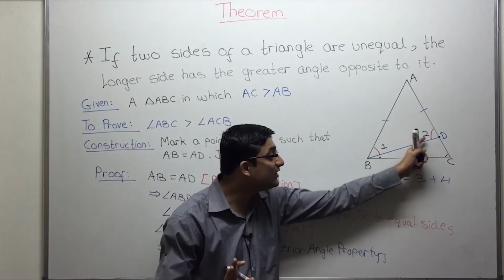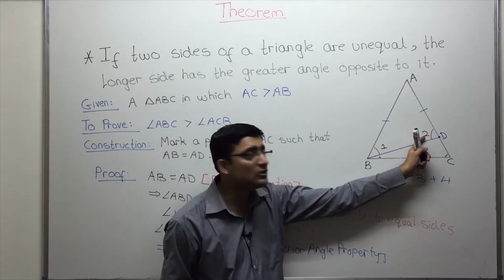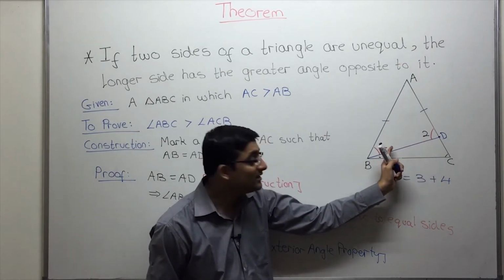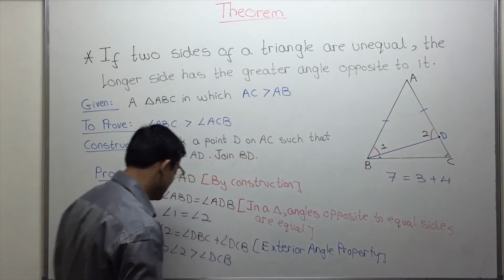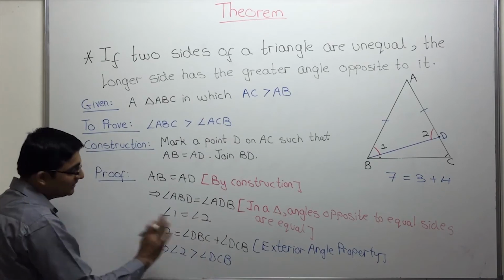So what have we got so far? Angle 2 is bigger than angle DCB. Now what is angle 2 equal to? Angle 2 is equal to angle 1. That means angle 1 is also bigger than this. See, angle 2 is greater than this. Let me drop all this off and we'll continue from here.